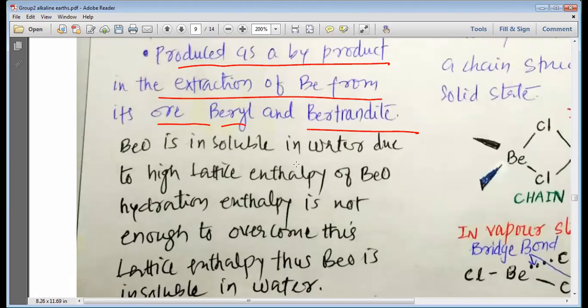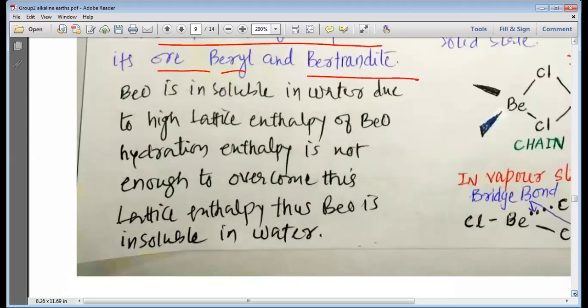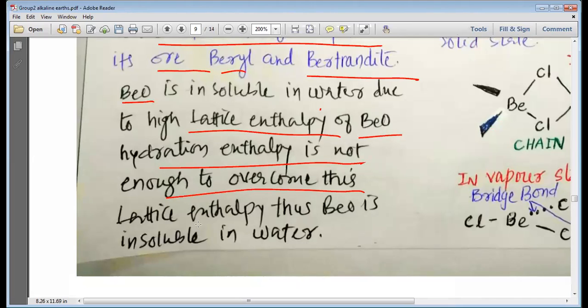Beryllium oxide is insoluble in water. Please remember, my dear students, this is an important point, that beryllium oxide is insoluble in water due to the high lattice enthalpy of BeO, and hydration enthalpy is not enough to overcome this lattice enthalpy. Thus, BeO is insoluble in water.